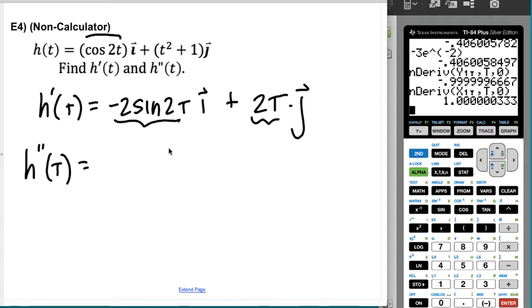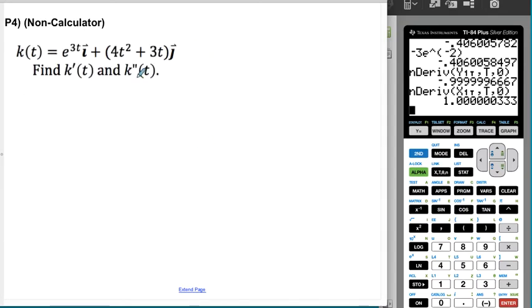They indicate the direction. So when I differentiate again, the derivative of sine of something is just cosine of that thing, but I have to multiply by 2 for the chain rule, so I'm going to get a negative 4 cosine of 2t. And again, the i is just the direction. And then I'm going to get a 2, and then the j is just the direction. Okay? Go ahead and give that a try with k, and find k prime and k double prime.